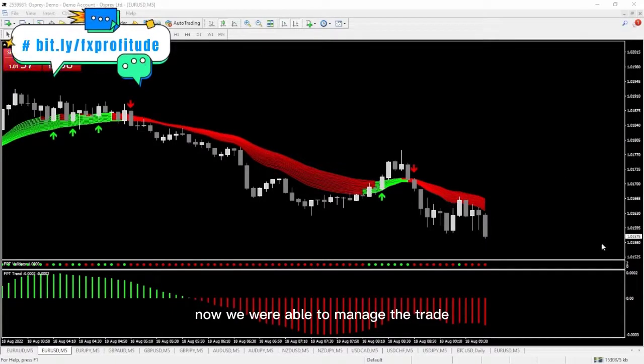Now, we were able to manage the trade along the top side of this array, and that did ultimately get us into profit. So if we were going to lose on this trade, we would not have lost any money on it. We would have made just a little bit of money, or in this case, because we hit the target, we made all the money.